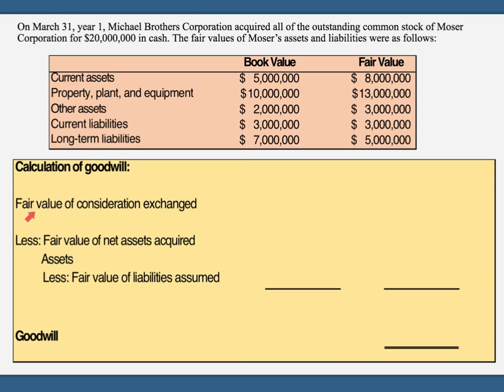So let's figure out what the fair value of consideration exchanged is. And that's given to us in the problem when it tells us that they acquired all the outstanding common stock of Moser Corporation for $20 million in cash. So that's the consideration exchanged that we'll plug in, $20 million. So I'll put that right here.